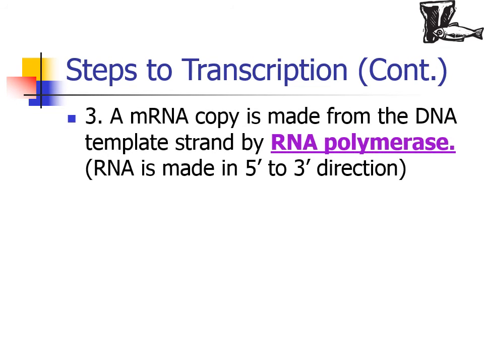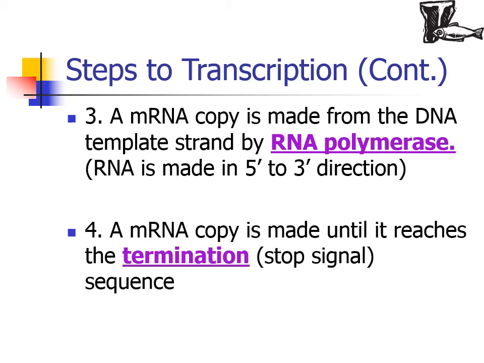Third step, the mRNA copy is made from the DNA template by an enzyme known as RNA polymerase. So DNA polymerase makes DNA, RNA polymerase makes RNA. And also notice that RNA is made in the same direction as DNA was. RNA must be made in the 5' to 3' direction. That is the only direction that RNA and DNA can be made in.